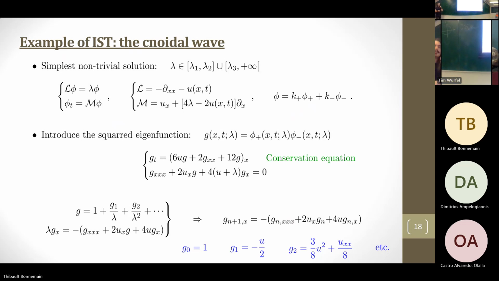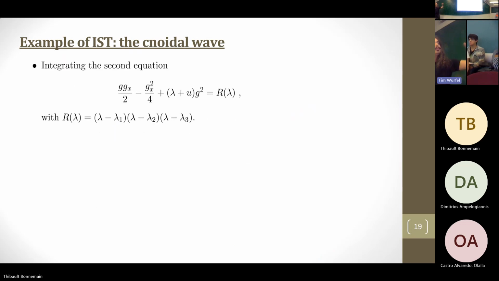But that's not the only thing you can do with the second equation. You can integrate it with respect to x, and you end up with this new equation here, where the integration constant generically depends on t, but here we've imposed that lambda is a constant and that the spectrum only has 2 bands.